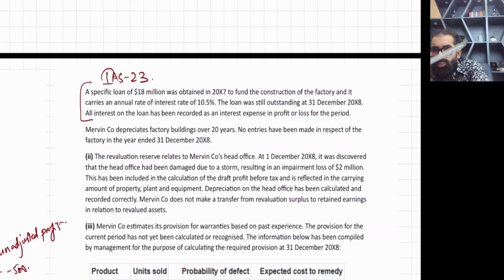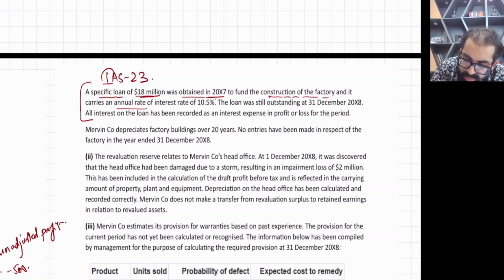Read it carefully and think over it. A specific loan of 18 million was obtained in 2007 to fund the construction of the factory, and it carries an annual interest rate of 10.5%. Be careful. The loan was still outstanding at 31st December X8, no problem. See, this is the line: all interest on the loan has been recorded as an interest expense in the profit and loss. This is very wrong.